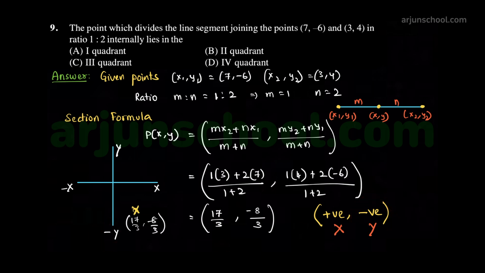Let us name the quadrants. The first quadrant Q1, where x and y are positive, then Q2, where x is negative and y is positive, and Q3, where both x and y are negative, and Q4, quadrant 4, in which x is positive and y is negative. Therefore, from the given options, option D, fourth quadrant, is the right answer.